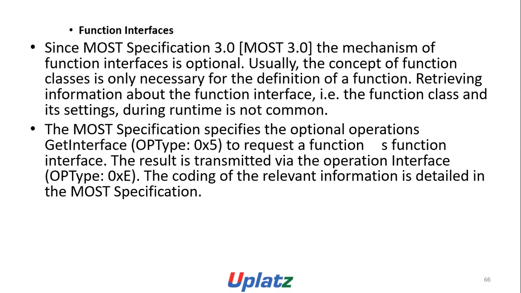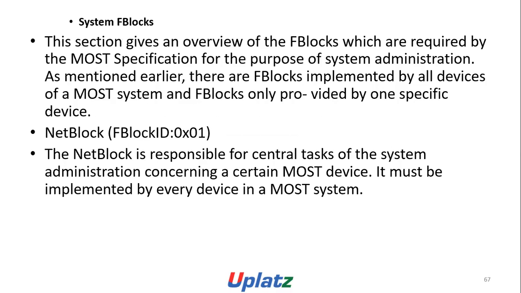Function interfaces. Since MOST specification 3.0, the mechanism of function interfaces is optional. Usually, the concept of function classes is only necessary for the definition of a function. Retrieving information about the function interface, that is function class and its settings, during runtime is not common. The MOST specification specifies the optional operation GetInterface of type 0x5 to request a function's function interface. The result is transmitted via the operation Interface, OPType 0xC. Coding of the relevant information is detailed in the MOST specification.